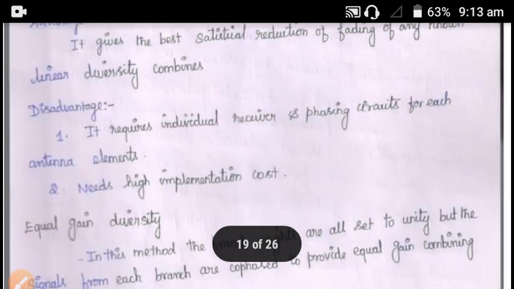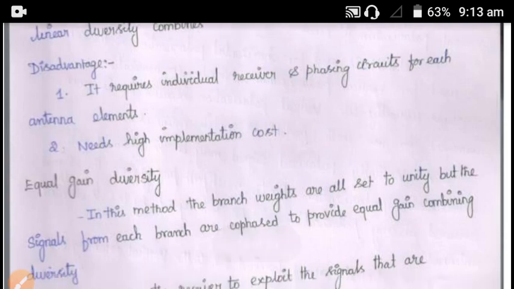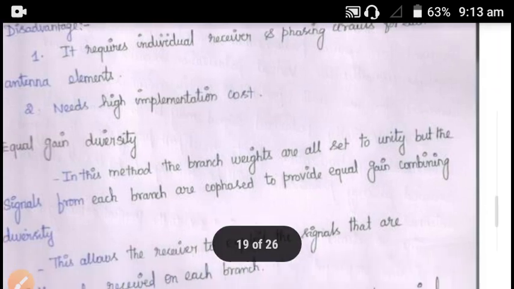So the main disadvantage of this maximal ratio combiner is it requires an individual receiver and phasing circuit for each antenna element. For each of these signals it requires an individual receiver and phasing circuit. It has high implementation cost. Why does it have high implementation cost? Because it requires an individual receiver and phasing circuit for each antenna element, right? So the implementation cost is very high.